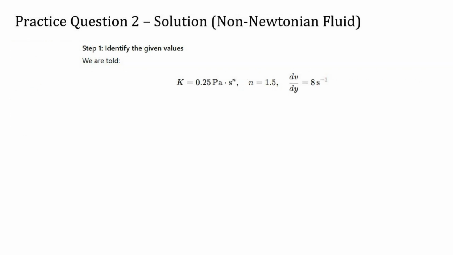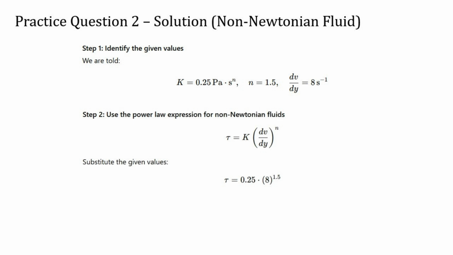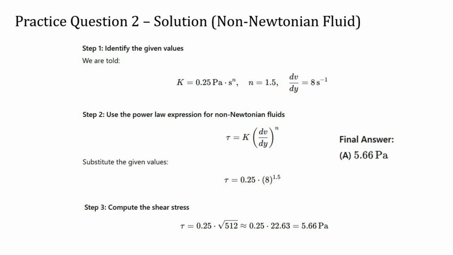We begin by identifying the relevant quantities given in the problem statement. Next, we use the power law expression for shear stress in non-Newtonian fluids, which states that shear stress is equal to the consistency index multiplied by the velocity gradient raised to the power of the power law index. Substituting the given values into this formula, we have 0.25 times 8 raised to the 1.5 power. Evaluating the exponent, we get approximately 22.63. Multiplying by the consistency index gives us a final shear stress of approximately 5.66 pascals. Thus, the correct answer is option A.